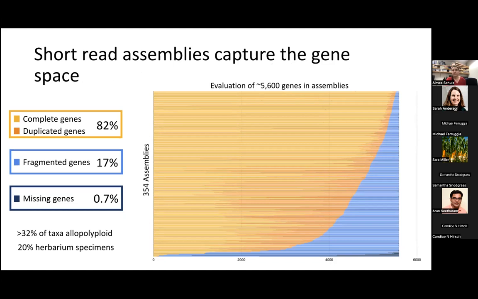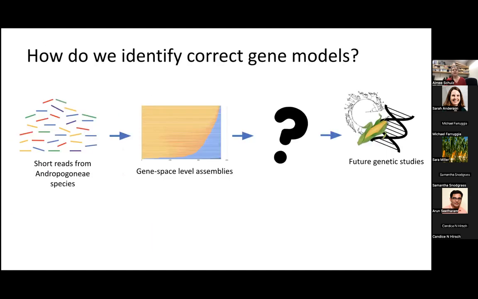Another 17% are fragmented, and less than 1% are missing. And this was a bit of a complicated data set because around a third of these taxa are allopolyploid, and 20% of them were herbarium specimens, and some were over 100 years old. And so, back to this correct gene model question.